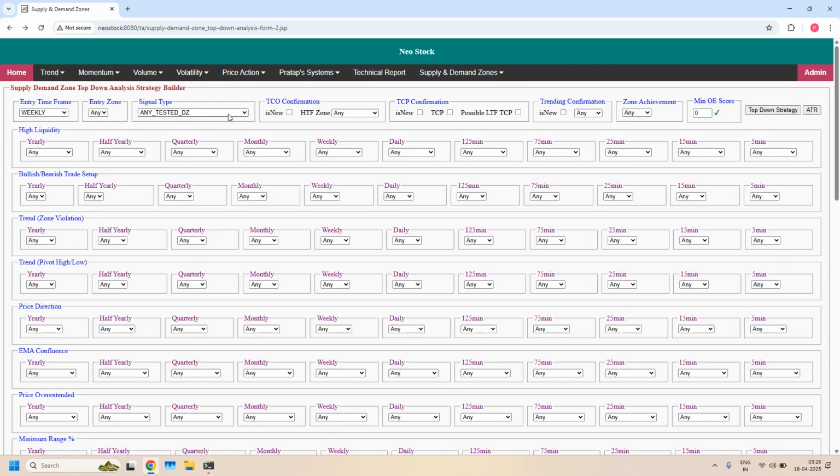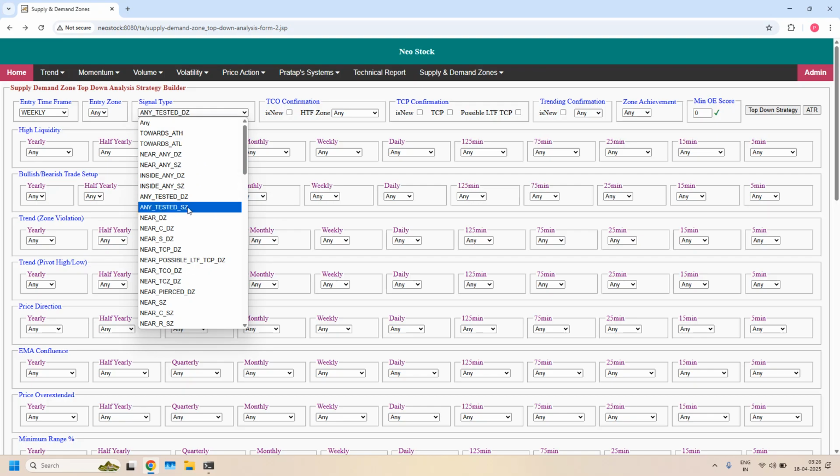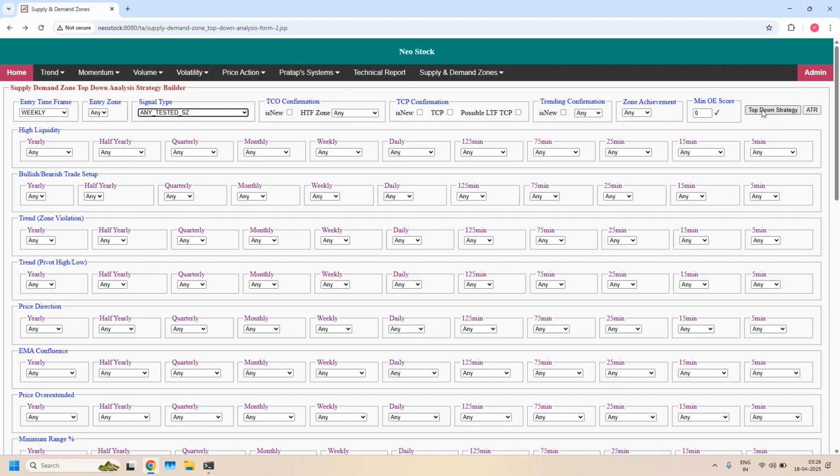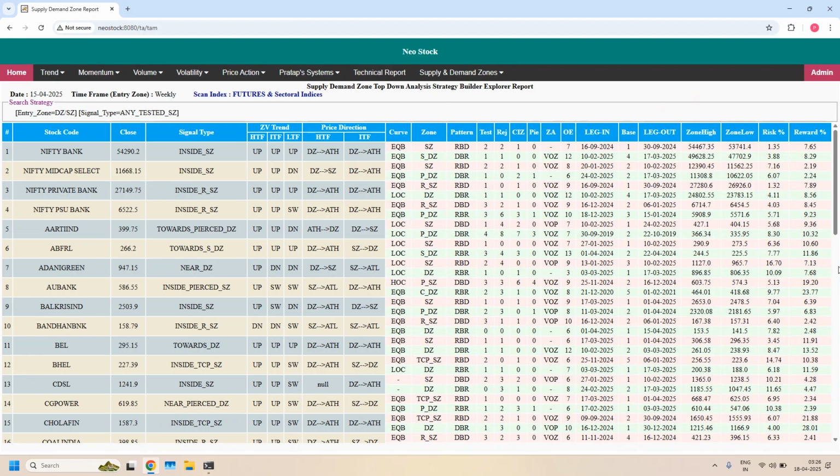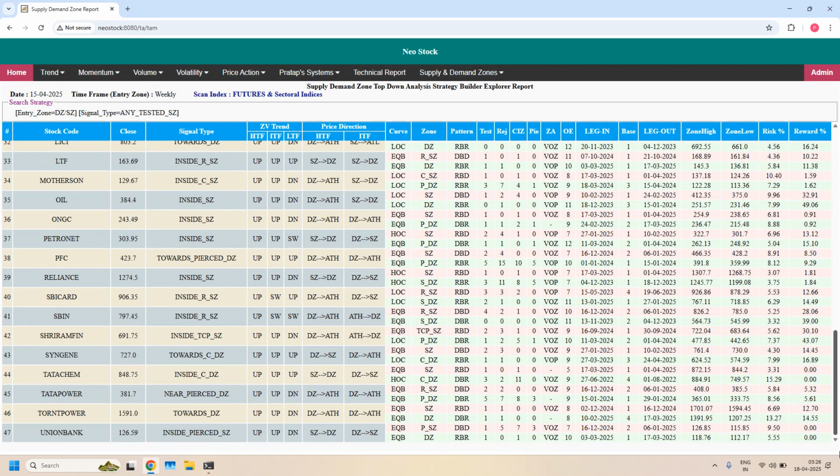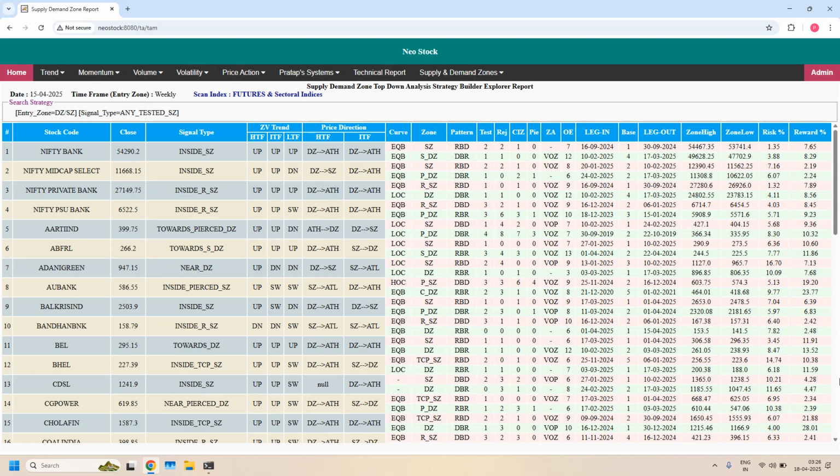Next, weekly time frame. Let us identify the tested weekly supply zone. That is stocks having tested weekly supply zones. So we got a very big list. We got 47 stocks. So these 47 stocks having weekly supply zones are tested during this week, including NIFTY Bank and NIFTY Mid Cap Select. Both are listed in F&O.